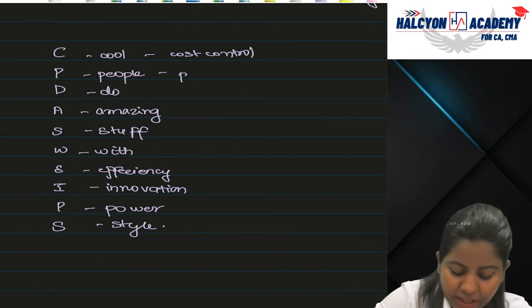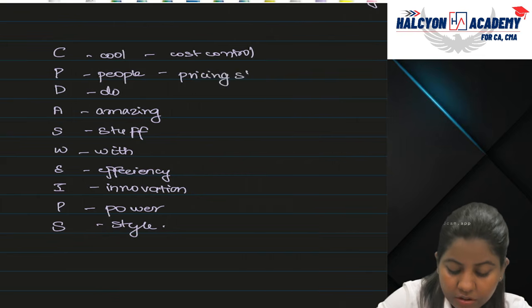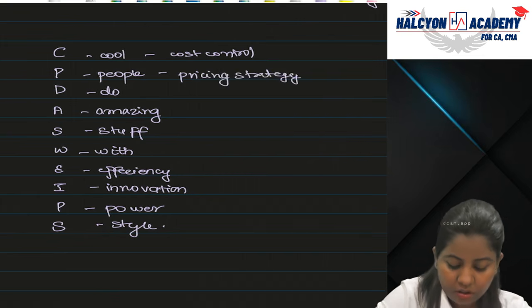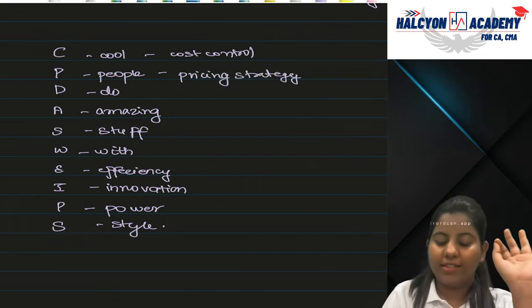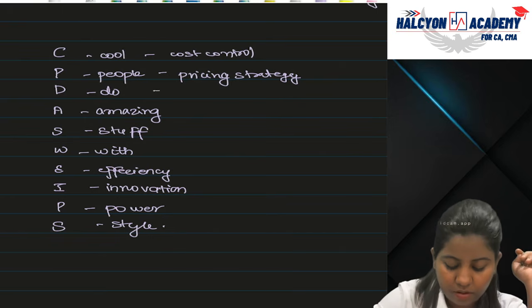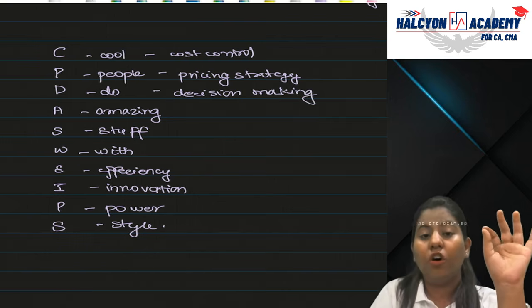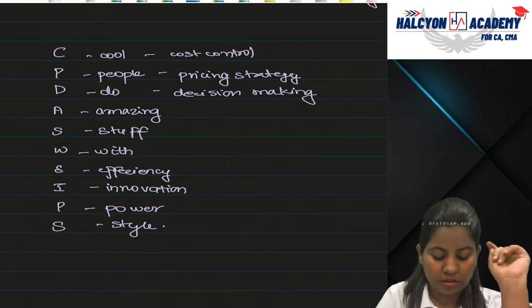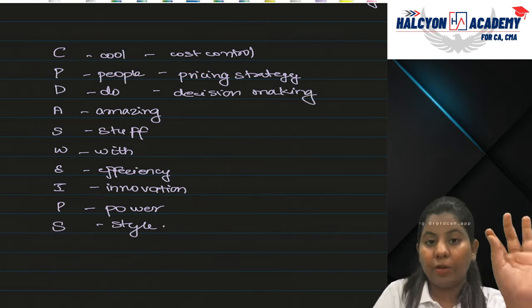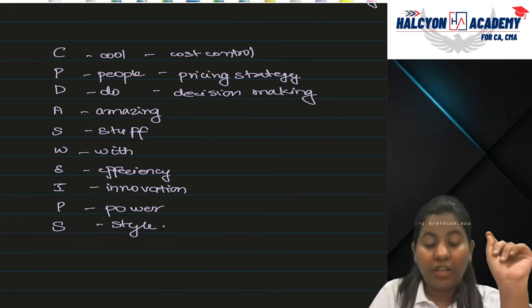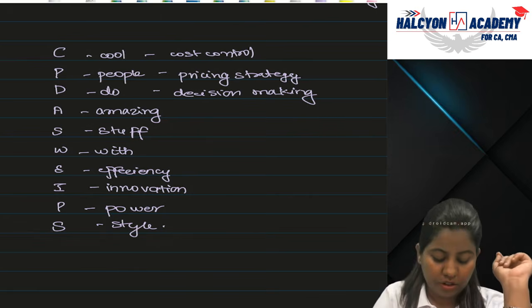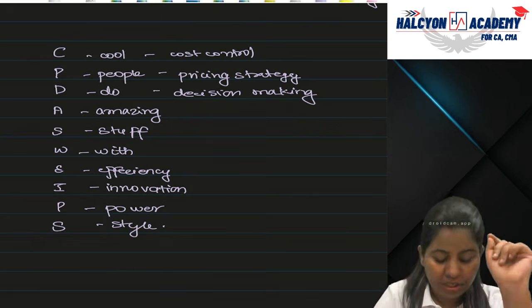Then from P, we have pricing strategy. P for people, P for pricing strategy. D for decision making. D for do, D for decision making. C for cool, C for cost control. P for people, P for pricing strategy. D for do, D for decision making.